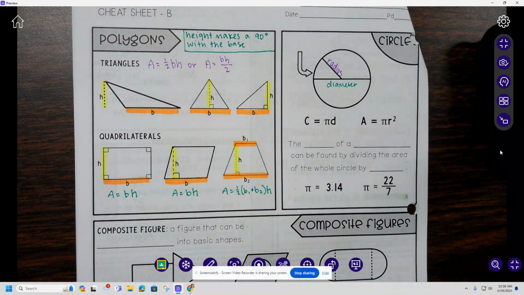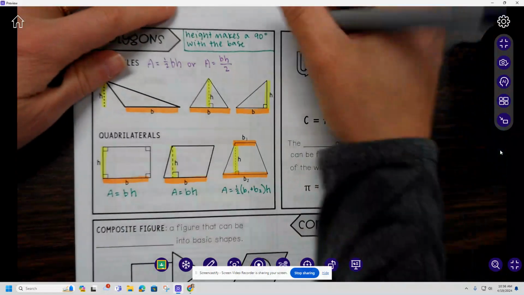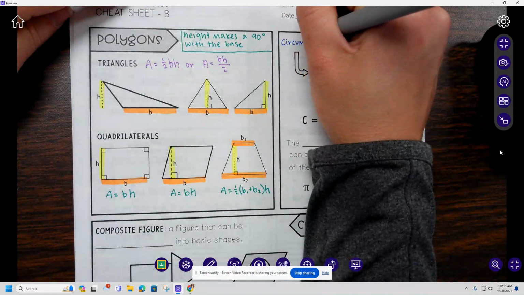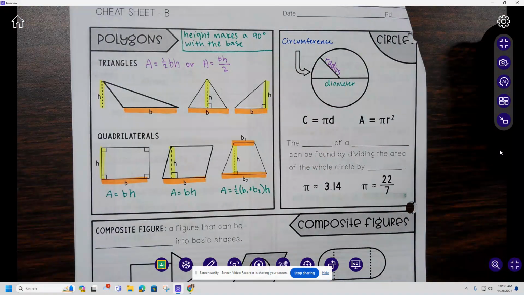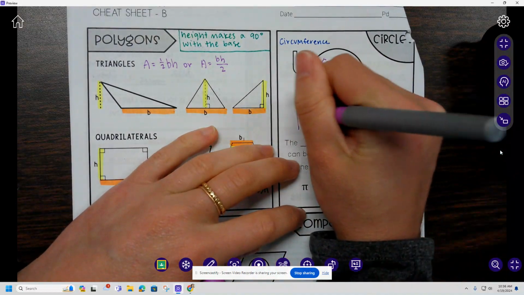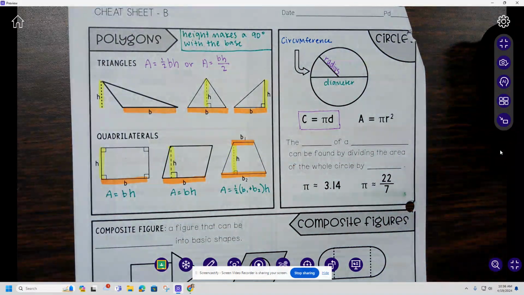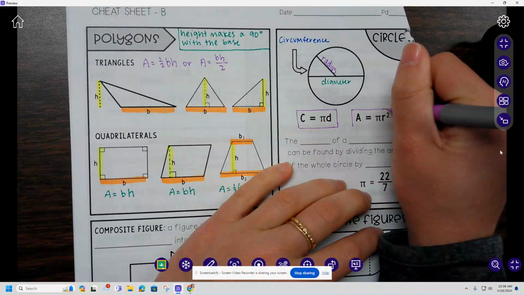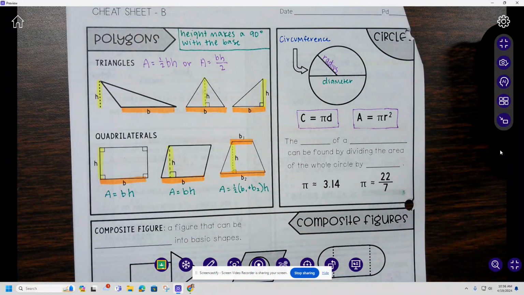And then last but not least, all the way around the circle, essentially the perimeter of the circle, is called the circumference. Now the way that you find the circumference is with the formula circumference equals pi times diameter. And you find the area by multiplying pi times r squared. Now remember, it's not the radius times 2, it's the radius times the radius.